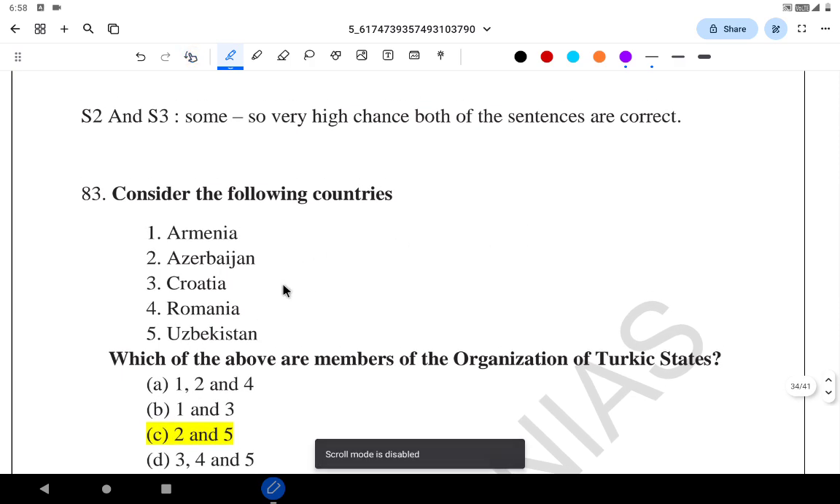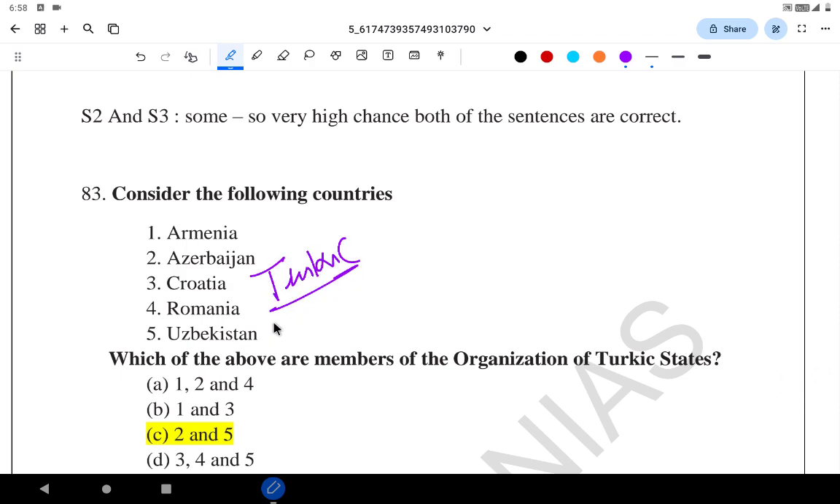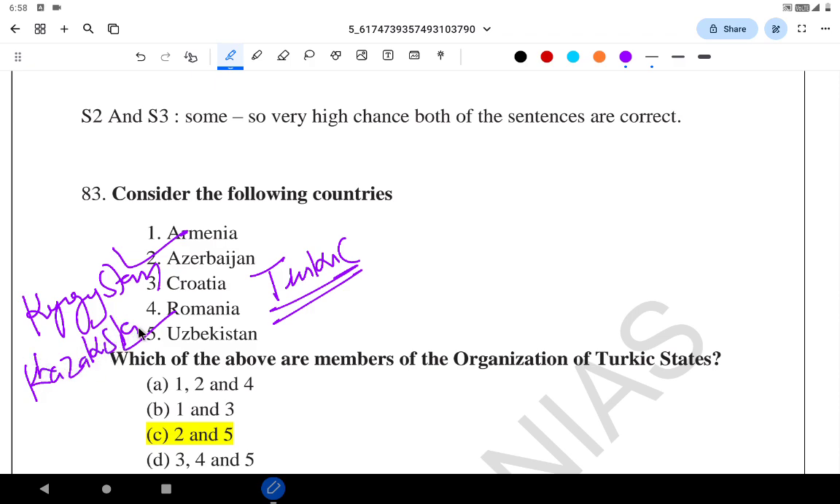Next is Turkic states. Turkic states are the countries which have a Turkic-language-speaking population. The correct answer is Azerbaijan. Next, Uzbekistan is correct. Next, Kyrgyzstan and Kazakhstan. And next is Turkey. These are 1, 2, 3 and 5. Five countries are Turkic states.